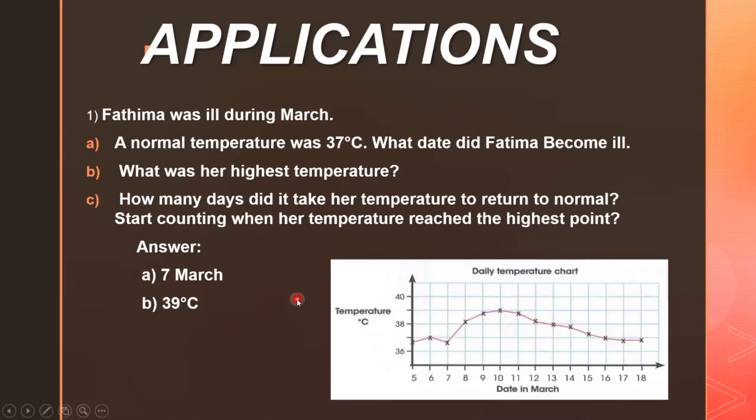So how many days? 6 days. So this is the answer to your first question. Is this clear for you? Shall we move to the next question?